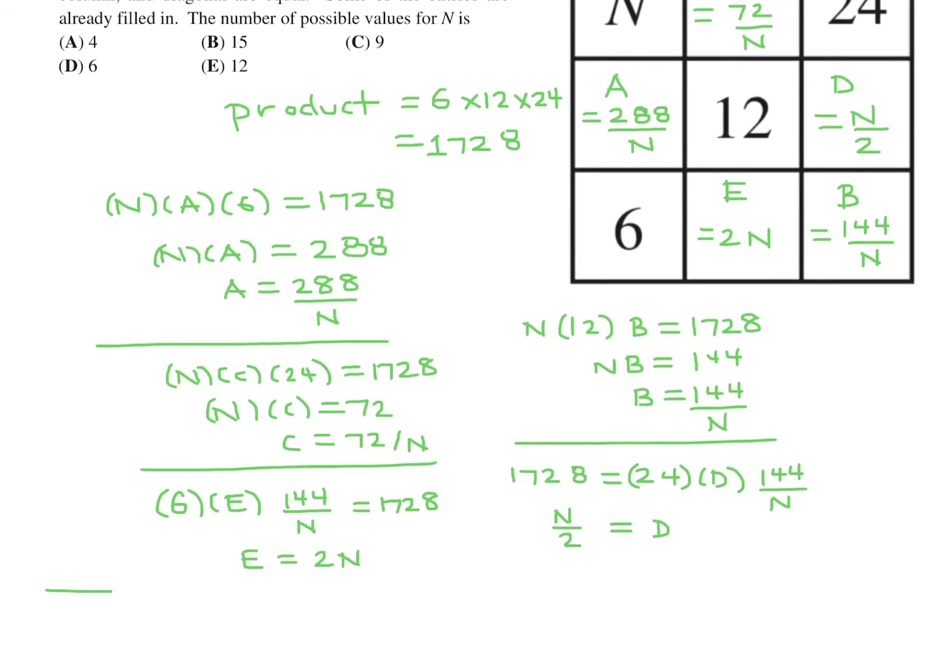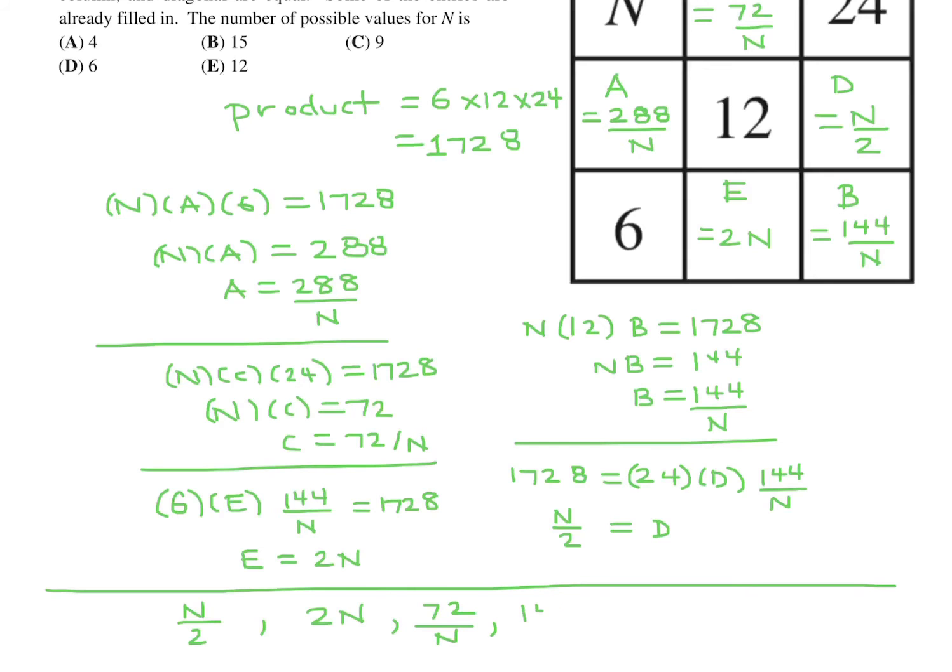We got all the boxes filled. So I am going to list those. Let's see, we got n over 2. Let's list them from smallest to largest. N over 2, 2n, or 72 over n. Or maybe this isn't being listed in any kind of order, but that's okay. At this point, we just want to figure out the answer. 288 over n. These are our values, right? These are what we need to figure out.